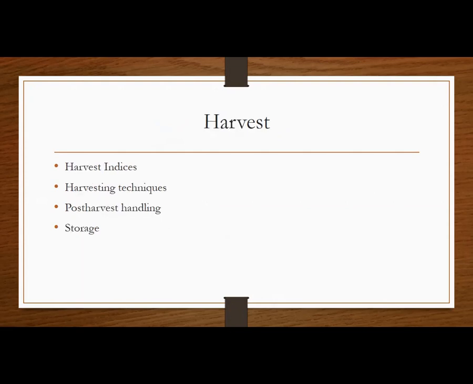On the harvest of it, first the harvest indices. What is the indicator of when it is time to harvest it? For sweet corn, we often wait until the silks are starting to dry up on the plant. What are the harvesting techniques? Is it by hand? Is there machinery that can harvest it? After it's harvested, how do we handle it? How do we store it before we get it to the market?